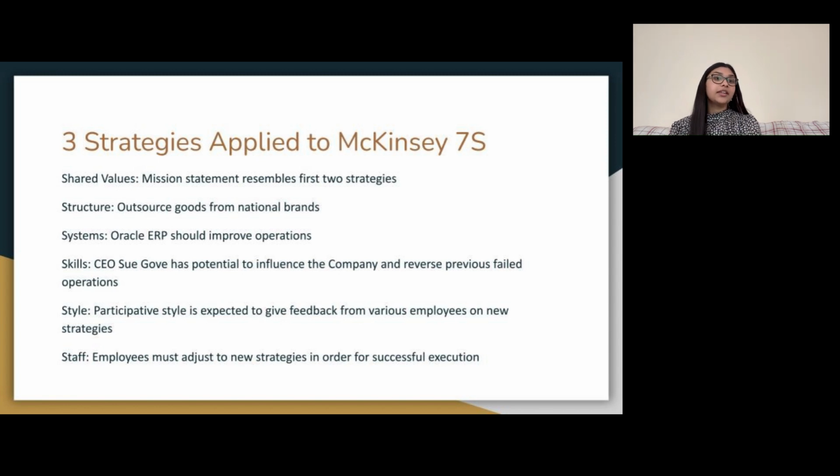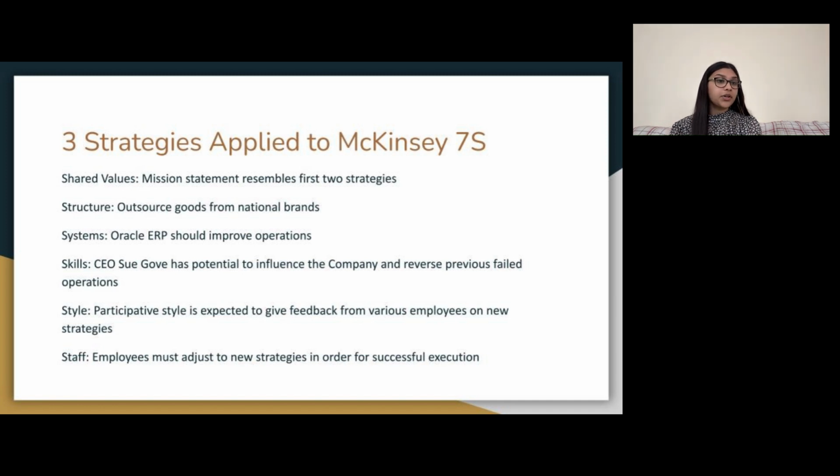For structure, the company should keep outsourcing their finished goods from national brands and sell these goods in order to keep customers happy and possibly decrease the risk of supply chain issues. For systems, in 2021, the company launched a 3-year plan to invest $250 million into their technology to make digital and in-store operations function more seamlessly together.